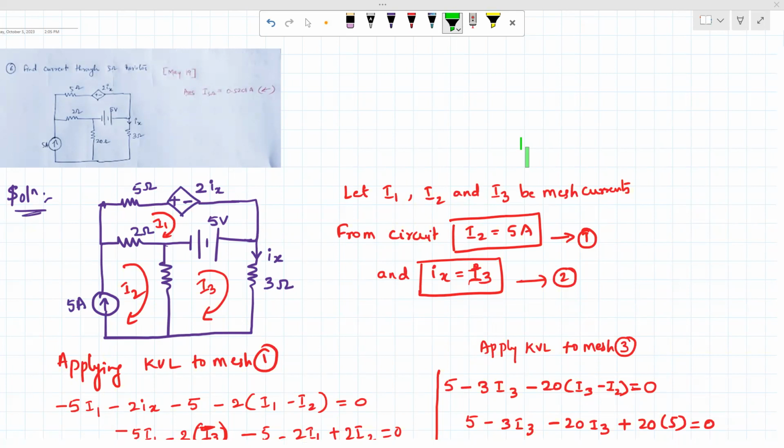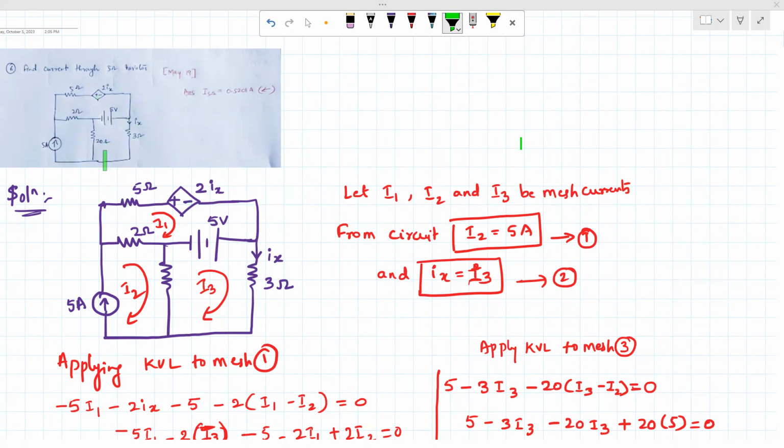Yes, next we'll move on to the next sum. They have asked you to calculate the current through the 5 ohm resistor. This is also a university question which has been asked in the exam. So I have redrawn the circuit here, the same circuit.